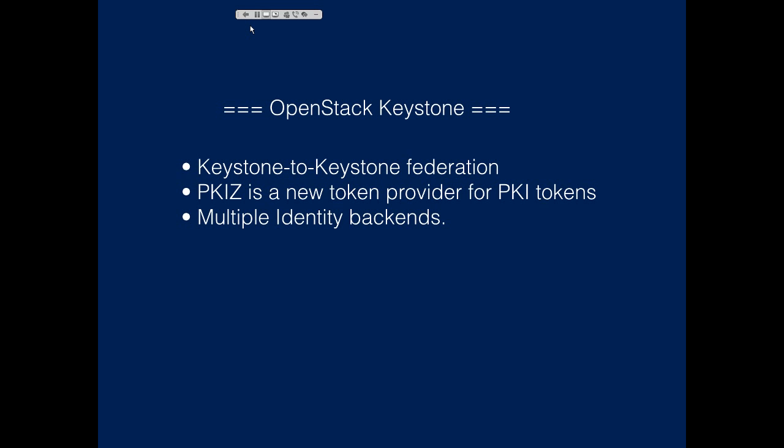So it's basically a compressed form of PKI tokens, because with a sufficiently large catalog, the token in PKI format won't fit, so compression seems like an easy solution. Then you have multiple identity backends. So you can have Keystone with an LDAP backend for existing users, and you can have MySQL for new users.